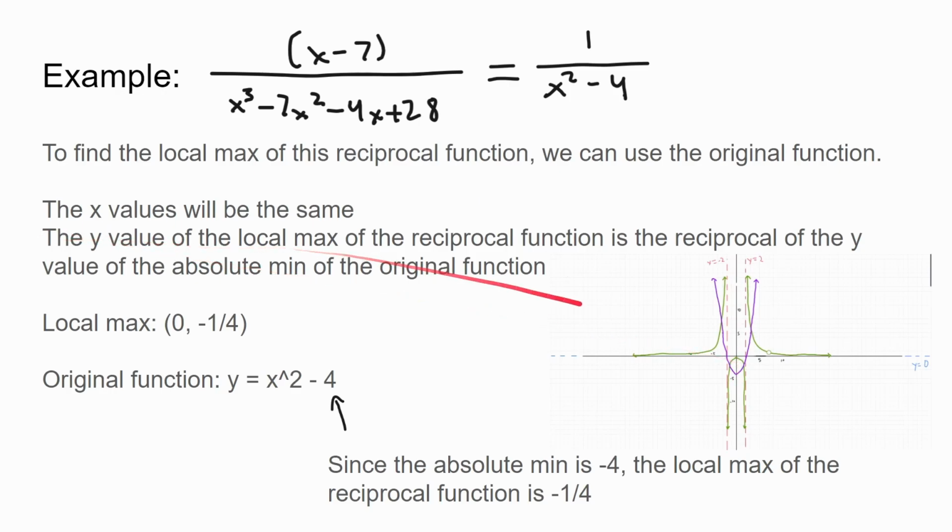And the y value of the local max on the green graph, so of the reciprocal function, is the reciprocal of the y value of the absolute min of the original function. So if you look at the purple graph here, the absolute lowest point is at 0 and negative 4. So the y value is negative 4, right? The absolute min value is negative 4. And so the local max of the reciprocal function is the reciprocal of negative 4, which is negative 1 over 4, negative a quarter. So you can see here, this green point is at negative a quarter.